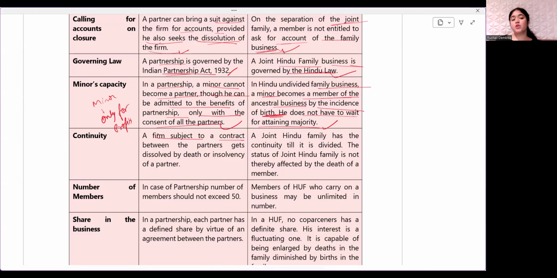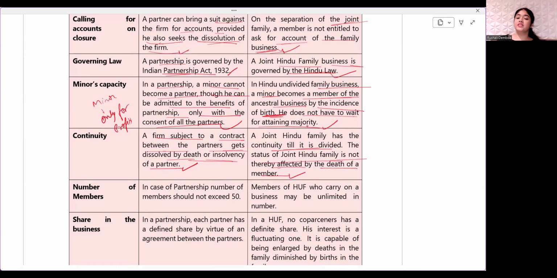A firm, subject to a contract between the partners, gets dissolved by death or insolvency of a partner. So a firm will not continue if it is written in the contract that on death of any partner, the firm will cease to exist. If it is written that the firm will come to an end on death of one partner, it is going to end. HUF continues till it is divided. The status of a joint Hindu family is not affected by the death of any member. So if any member of the HUF dies, the business won't stop. Joint Hindu family business will continue.